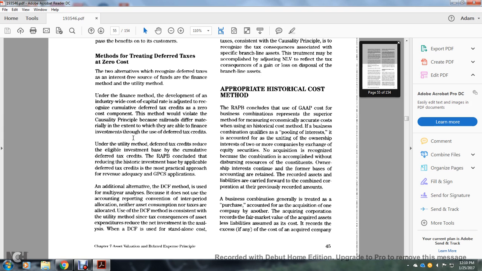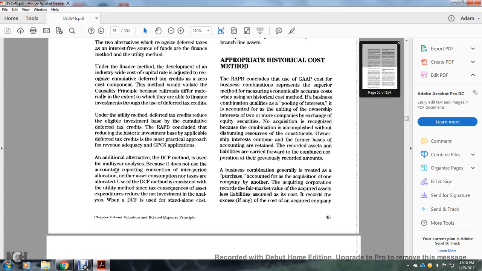All right, under the utility method, deferred tax credits reduce the eligible investment by the cumulative deferred tax credit. The Railroad Accounting Principles Board concluded that reducing the historical investment based on applicable deferred tax credits is a practical approach consistent with the revenue adequacy of the government purchasing cost system.